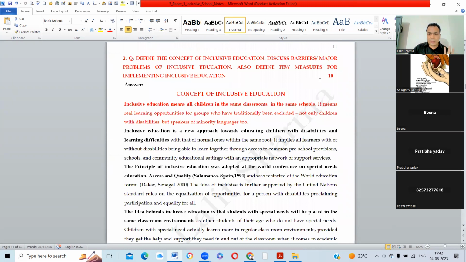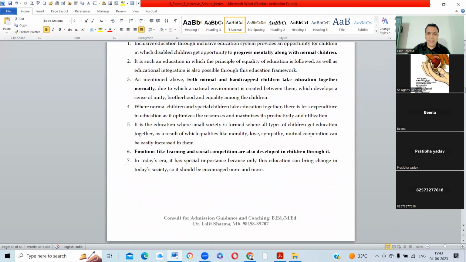Okay, second question. This is my idea, because the second question can come, since the first question came last year. Now the second question: discuss the concept of inclusive education, discuss barriers and major problems of inclusive education, also define the measures for implementing inclusive education. So this also we are done in the PPT. First you have to talk about inclusive education, then barriers, then a few measures. All three we have already discussed, right?